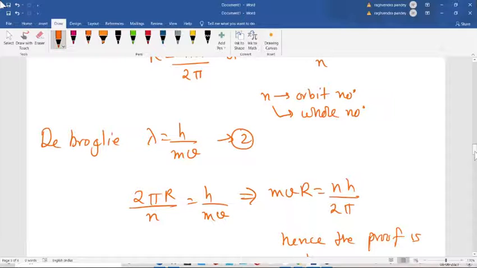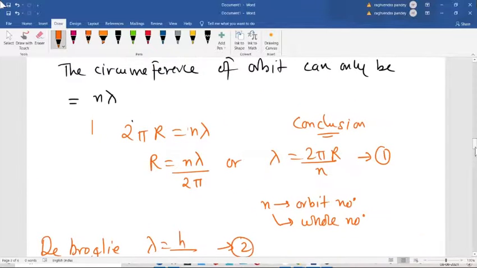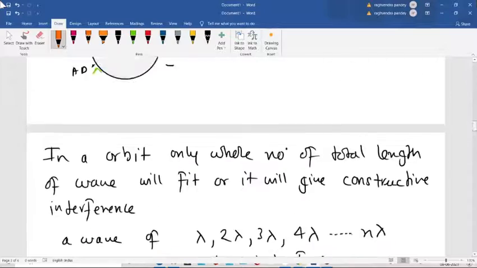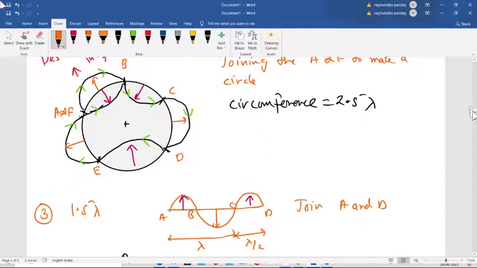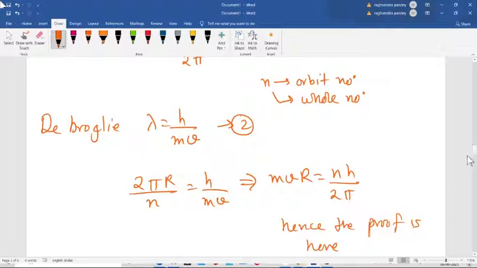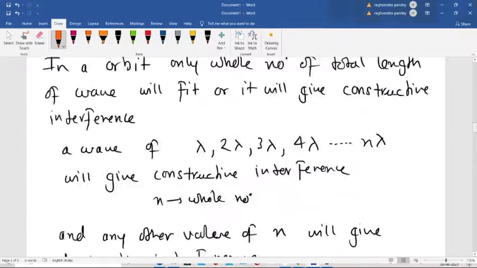So there can be only a whole number of this one that we studied in the previous classes. So this can be a whole number. mvr is equal to nh upon 2 pi. This was not proved until the de Broglie equation was discovered. So this was a correct formula, but it was explained by these discoveries. So in the Bohr orbit there can be only complete waves.